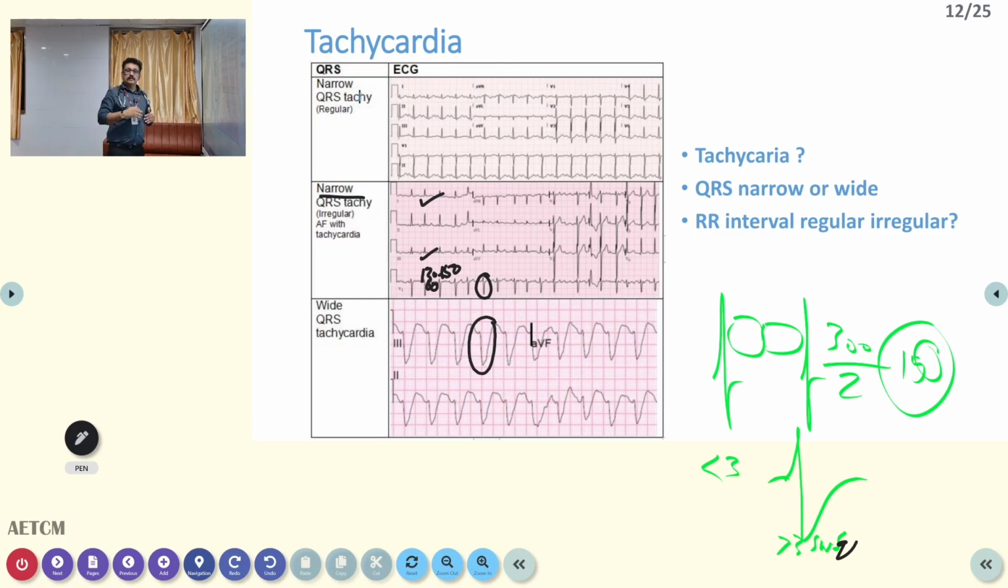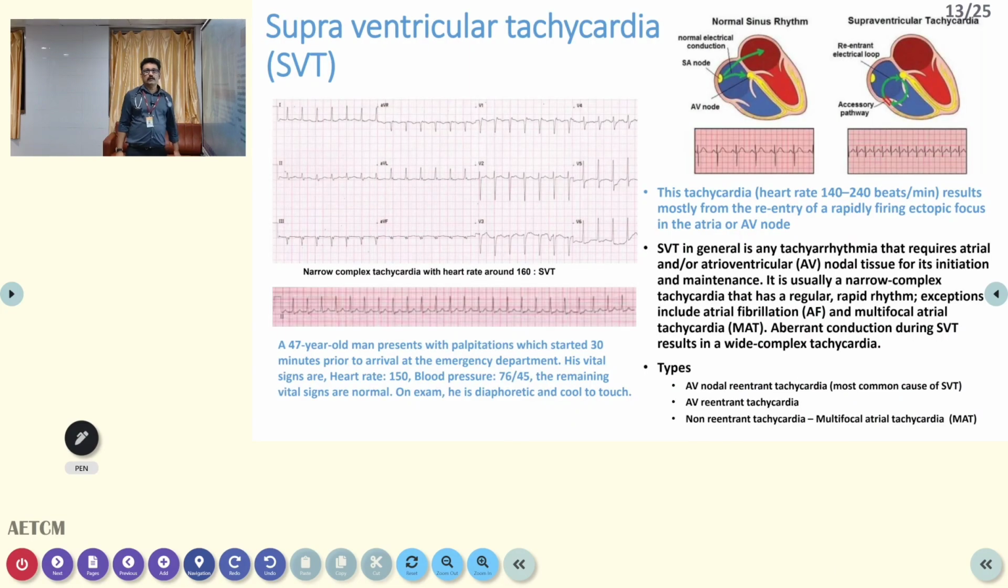So basically tachycardia can be divided into two groups. One is sinus tachycardia and non-sinus tachycardia. In the second classification, the non-sinus tachycardia can again be divided into narrow complex tachycardia and wide complex tachycardia. So those are two important things.